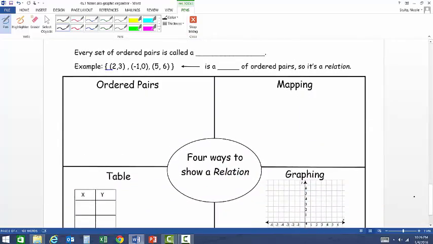Flip your packet over to the last page. Our first rule is that when we have a set of ordered pairs, it's called a relation. So what will happen is you'll be given a group of coordinates, and we use these little braces to show the group. Those little squiggly lines, they're called braces, and they mean a group or a set. So there is a set of coordinates or ordered pairs. That whole set, this whole thing, we call a relation.